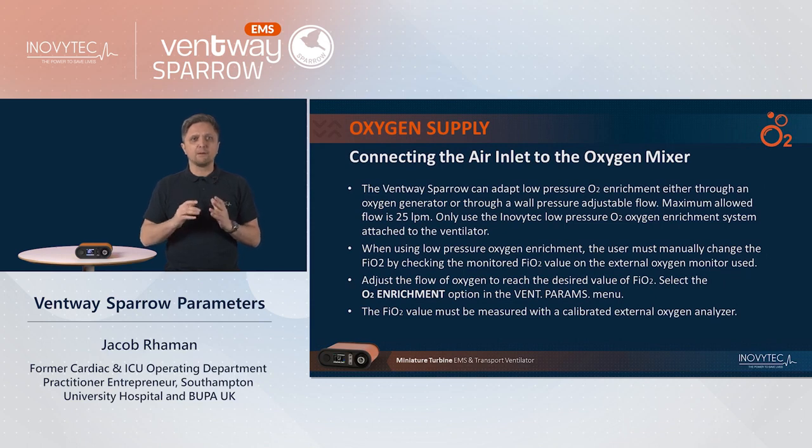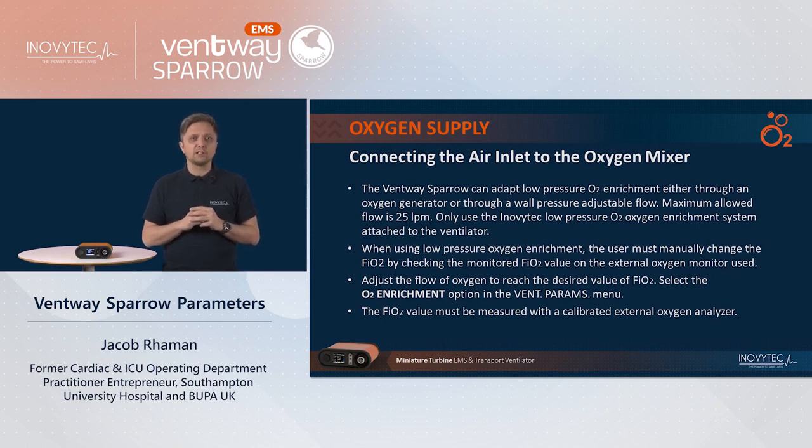The ventilator can be connected to an oxygen supply. The Ventway Sparrow can adapt low pressure O2 enrichment either through an oxygen generator or through a wall pressure adjustable flow. Maximum pressure allowed flow is 25 litres per minute. Caution: only use the Innovitec low pressure O2 oxygen enrichment system attached to the ventilator.